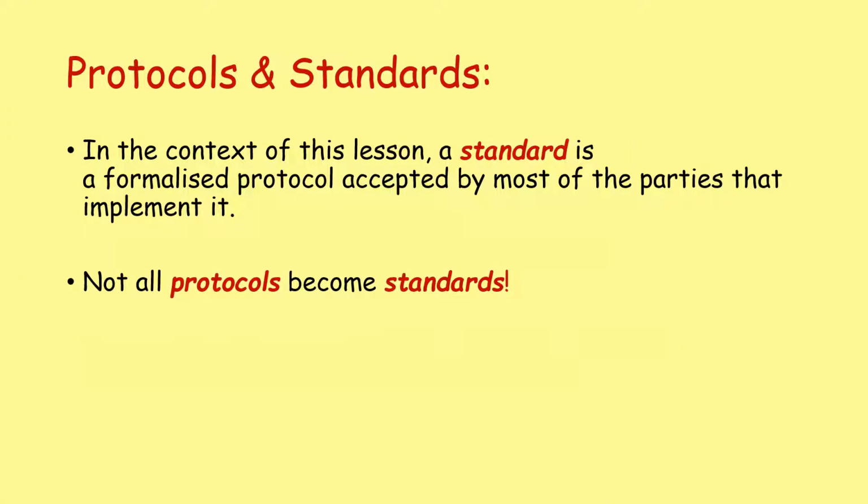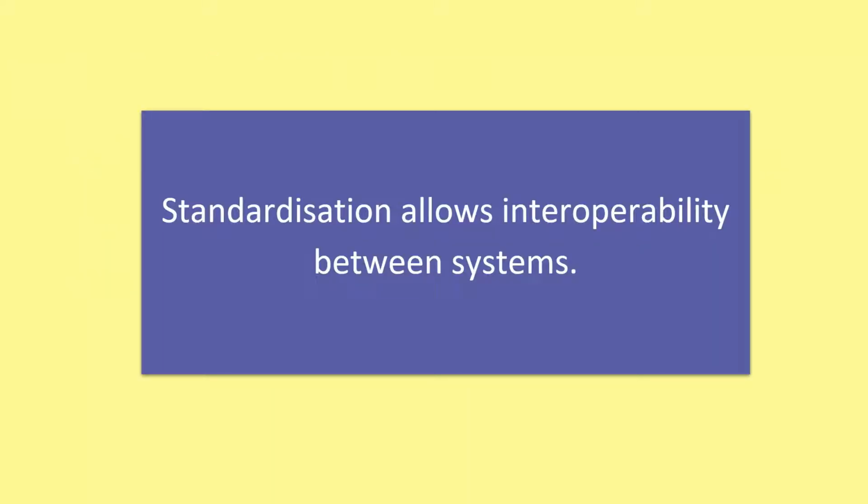In the context of this lesson, a standard is a formalized protocol accepted by most of the parties that implement it. Not all protocols become standards. Any business, any technology provider can have their own protocol, but unless lots of people decide to follow it, it never really becomes a standard. Standardization allows interoperability between systems. It means they can work together. Really good vocabulary there.